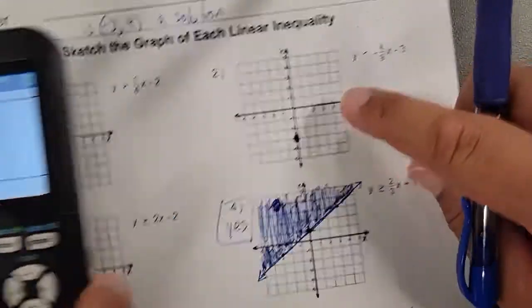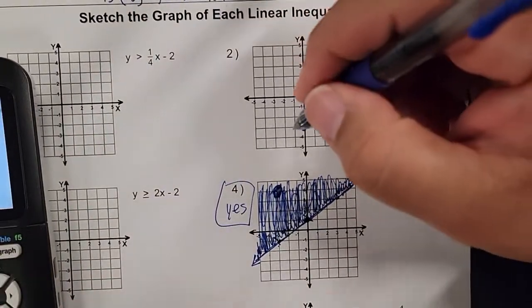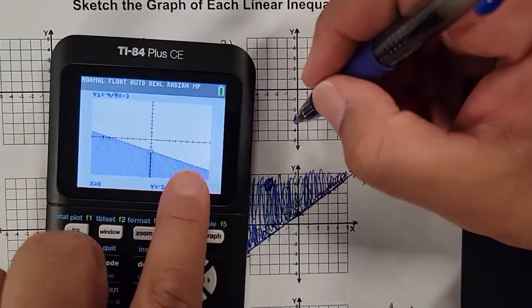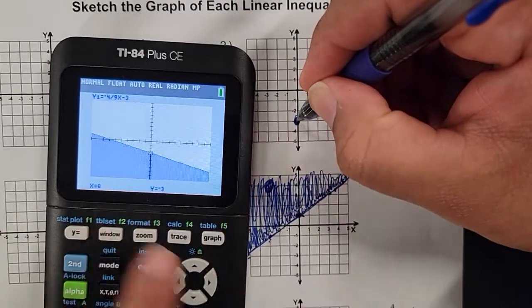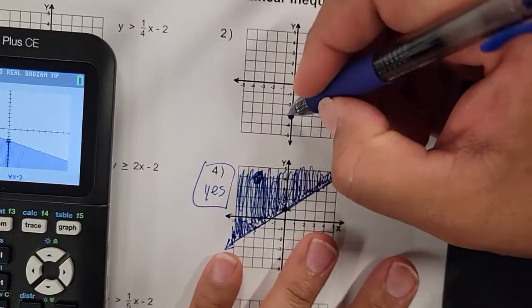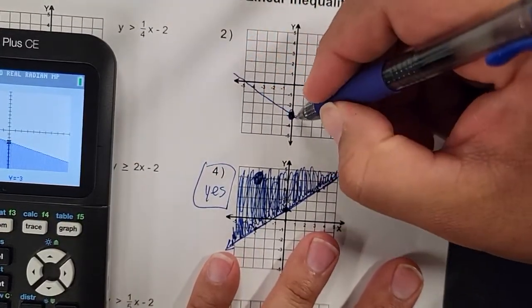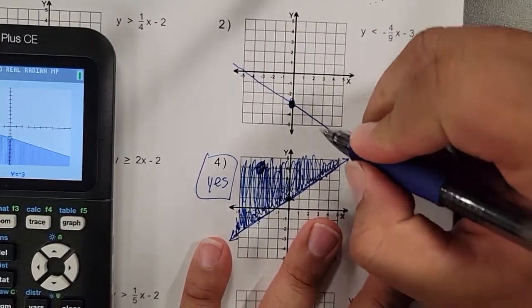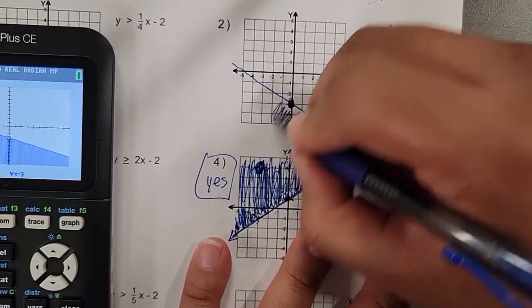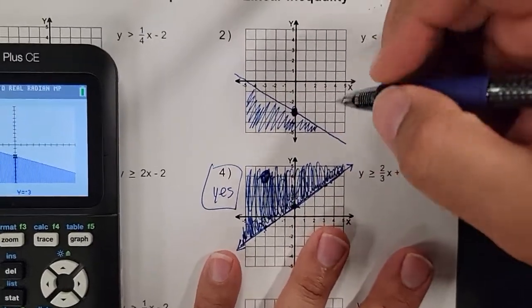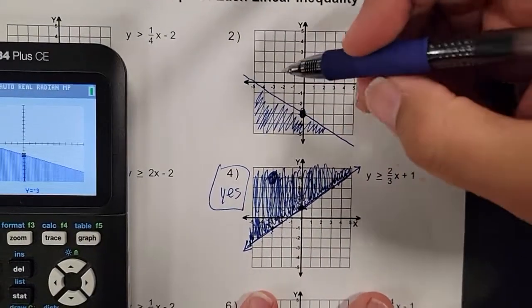So just for this one, I'm going to say just go ahead and draw the graph how you see it. This is going downhill. So go to this point, the 0, negative 3, and as long as it's going downhill like that. And we shade below, so all this is shaded. All right, I'll just leave it like that for right now.